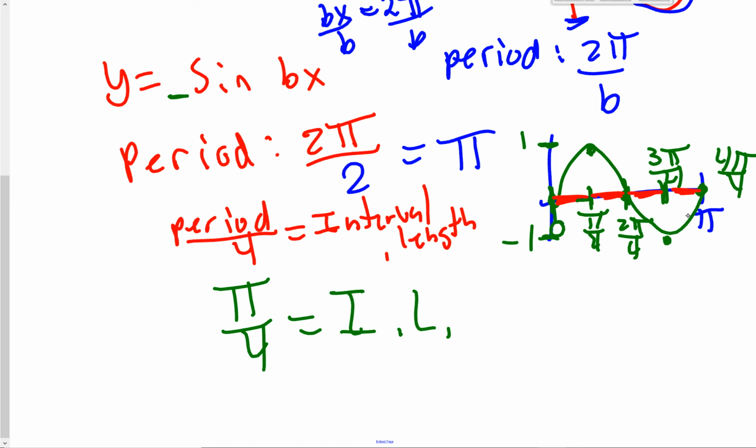And there you go. My graph looks the same. All that changes is my x-axis. So that's how you do it. You find your period, taking 2 pi divided by b for sine and cosine, and then you find your interval length by taking your period and dividing it by 4.